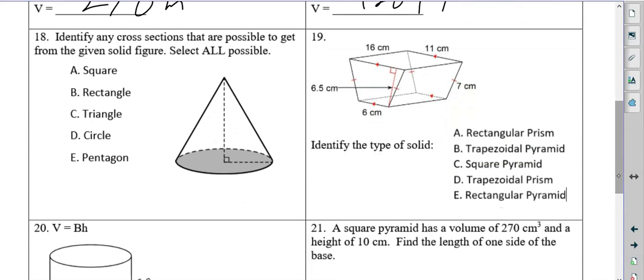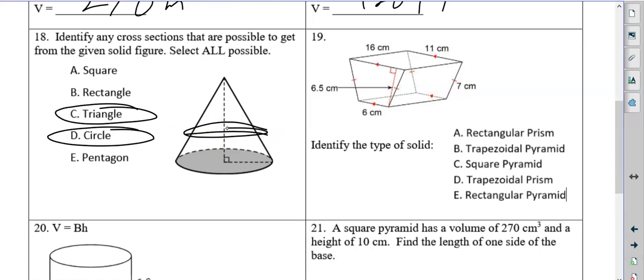Identify any cross sections that are possible. So imagine if you just took a saw and went straight down or across the side, you would get a triangle and a circle. Okay? So if you just cut through this, you get a circle like this, and a circle like this, and a circle like this. Okay? And if you cut straight down through it, you'd end up with a triangle.